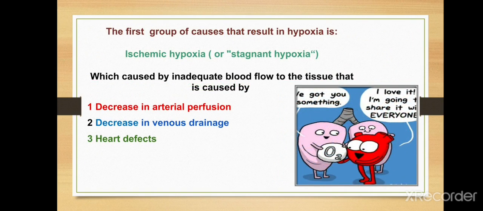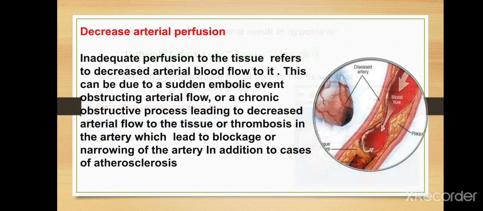The first group of causes that result in hypoxia is ischemic hypoxia, or we can say stagnant hypoxia, which is caused by inadequate blood flow to the tissue that is caused by: number 1, decrease in arterial perfusion; number 2, decrease in venous drainage; and number 3, heart defects. Decreased arterial perfusion. Inadequate perfusion to the tissue refers to decreased arterial blood flow to it. This can be due to a sudden embolic event obstructing arterial flow or a chronic obstructive process leading to decreased arterial flow to the tissue, or thrombosis in the artery, which leads to blockage or narrowing of the artery, in addition to cases of atherosclerosis.